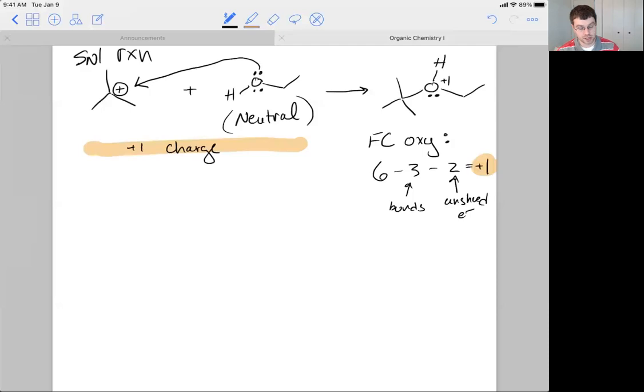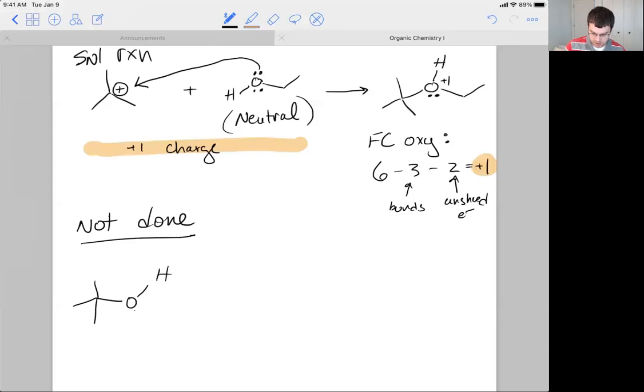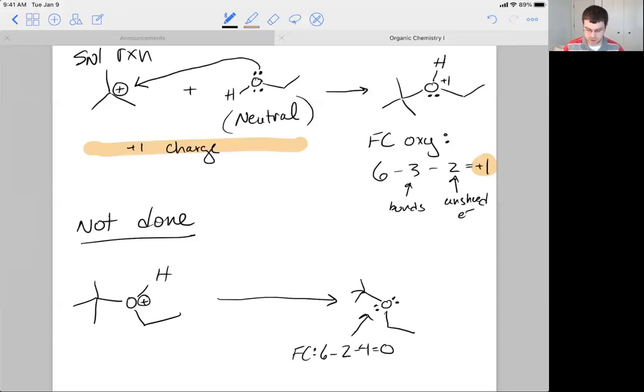So my point is, we're actually not done. We're not done with the mechanism. We haven't formed the substitution product. The substitution product is not what I have drawn here. Let's circle that positive charge so I can see it clearly. Rather, the substitution product is the product where the oxygen is neutral, or where it has 2 lone pairs of electrons. And you could prove that to yourself. The formal charge is 6 minus 2, in this case minus 4 unshared electrons, which is 0. So right now we're at +1, and we just went through that calculation.